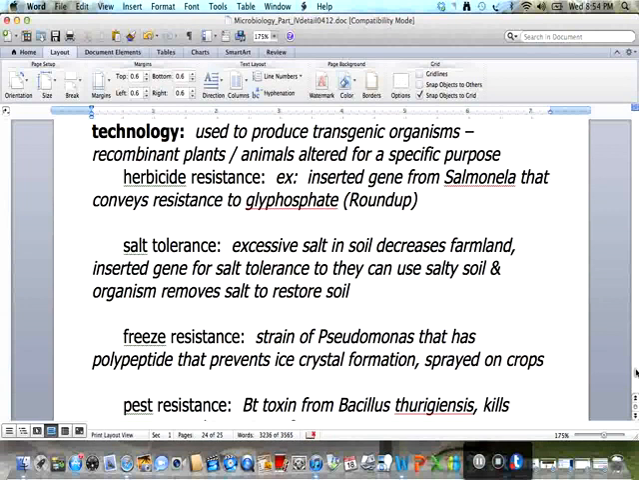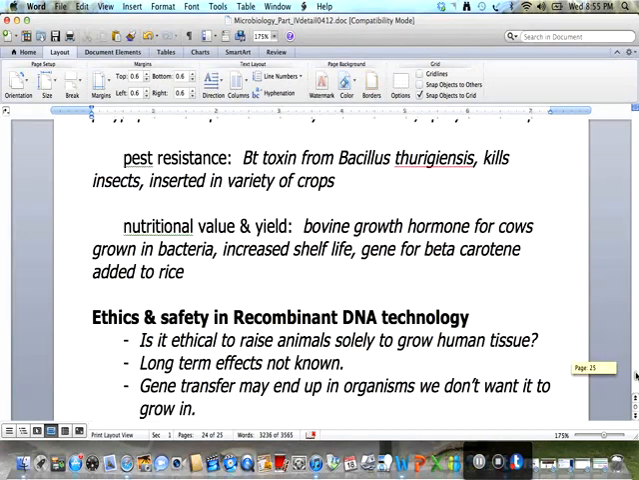Freeze resistance has been created using a strain of Pseudomonas that has a polypeptide that prevents ice crystal formation. This is sprayed on crops. Bt toxin from Bacillus thuringiensis has been inserted in a variety of crops and kills insects. Bovine growth hormone made in bacteria is given to cows to increase yield. A gene for beta-carotene has been inserted into rice to increase the nutritional value.